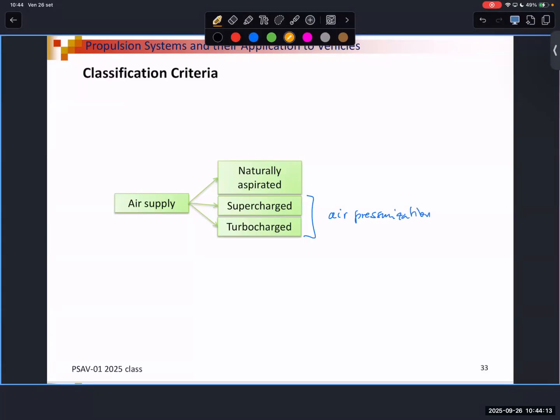With supercharge, we have a mechanical or volumetric compressor. It could be, even if not so frequent, also a turbocharger, but let me say generally a volumetric compressor. And with turbocharge, we have a turbo compressor.